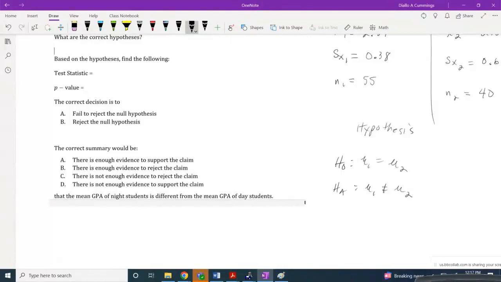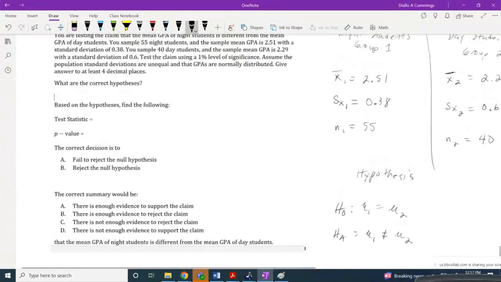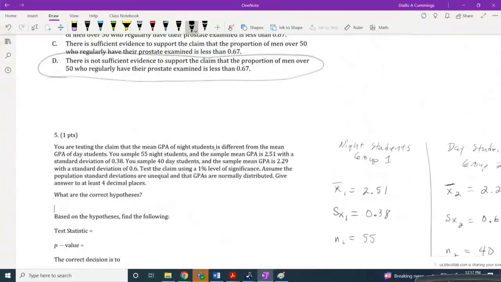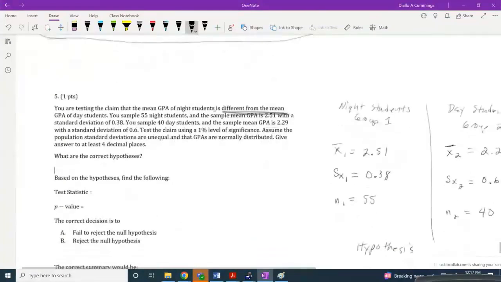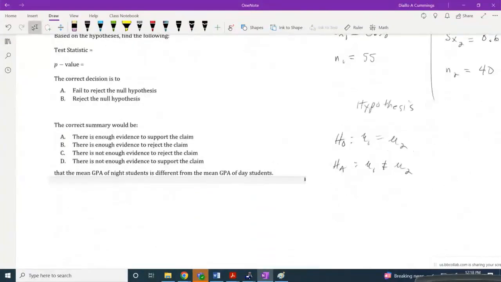So if it said the mean of the day students was greater than the mean of the night students, you would use greater than. Or if it said less than, you would use less than. But here it simply says is different, so that's the not equal. And that's going to be important because we use the inequality from the alternative hypothesis in our calculation on the calculator.